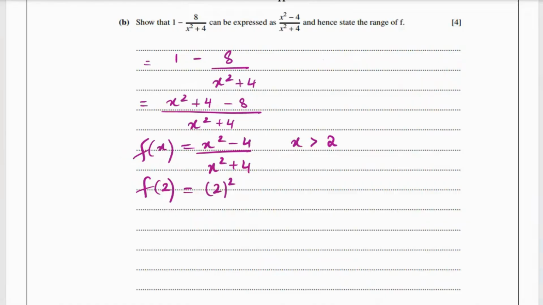That's going to be 2 squared minus 4 over 2 squared plus 4, which is 0 over 8, and that's 0. So we know x equals 2 is not included in the domain, which means f of x equals 0 will not be included in the range. So it has to be greater than or less than, depending on what the other value is.